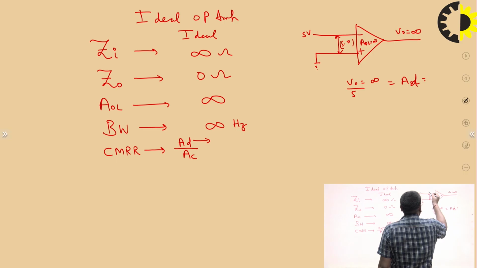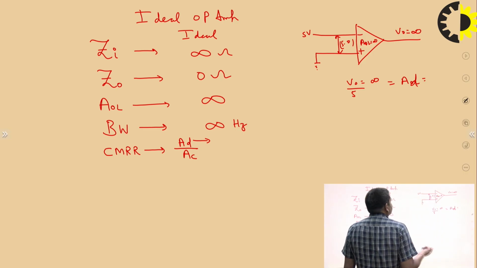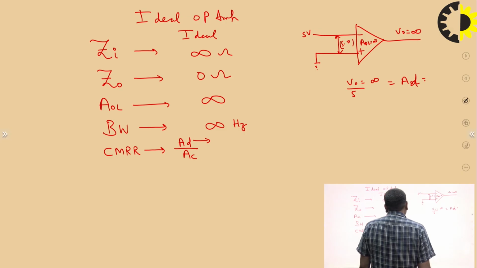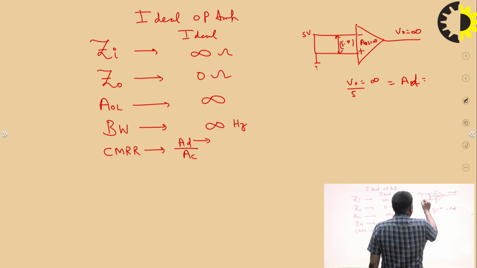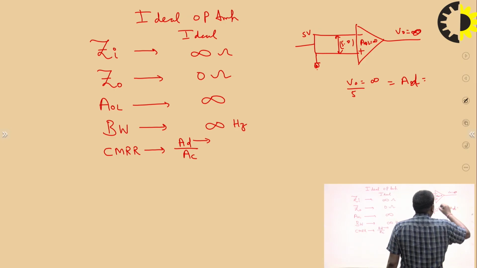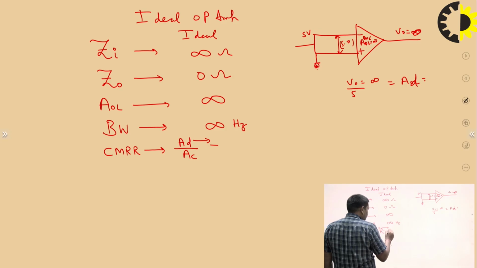So if we apply different inputs at the input terminals, then we achieve such an output. The output upon input voltage ratio is called the difference mode gain. And if we apply the same input of 5 volts at both input terminals, the output should be 0, so that gain is the common mode gain. Such gain is called the common mode gain. So the CMRR for an ideal op-amp should be infinity.